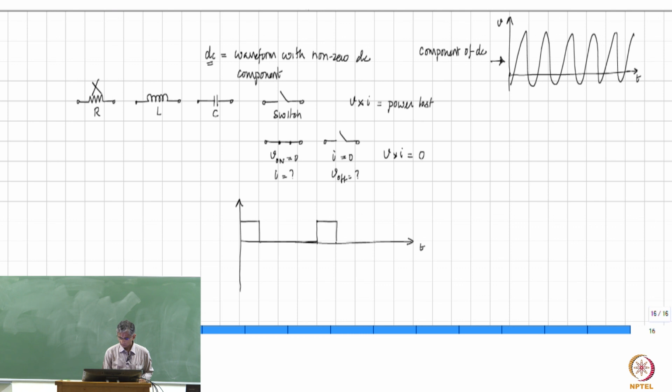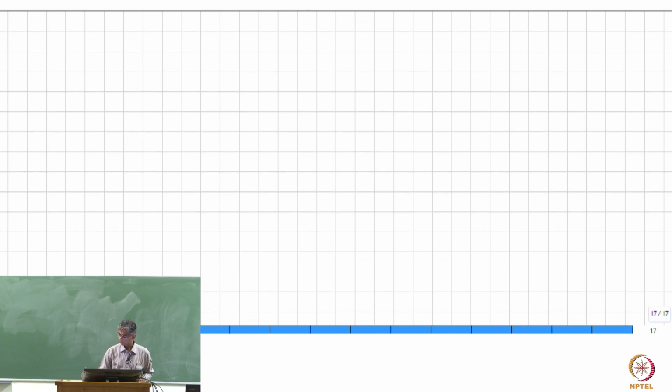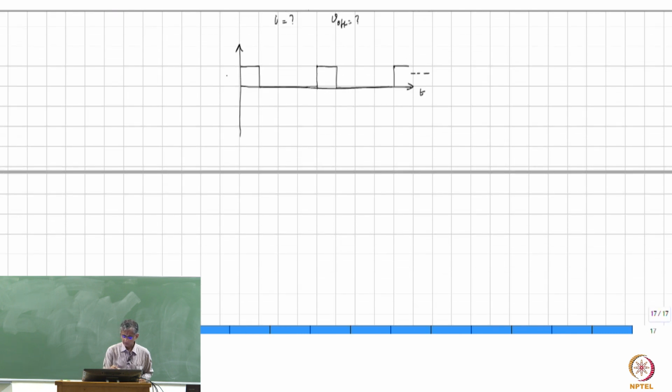On, off, on, off. So if you do that, this is switch control. When the switch control signal is high, we understand that the switch is turned on. When the switch control signal is low, we understand that the switch is off. If this is what happens, what can we say about the voltage across the resistor?